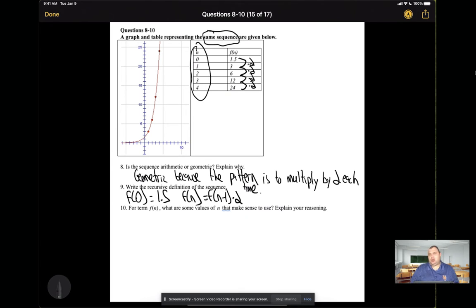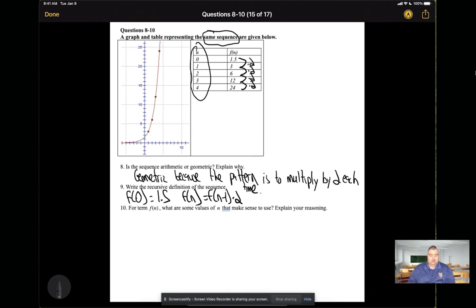Now, when we look at term numbers, would I ever ask you to find, say, term -3? And the answer is no. I would never plug in -3 for n because I would never ask you to find term -3. Would I ever ask you to find term 1.5? No. I would only ask you to find term 1, term 2, term 3. So what are values of n that make sense? I'm only looking at whole numbers, 0, 1, 2, 3, 4, 5, 6, so on and so forth. Whole numbers that are not negative.